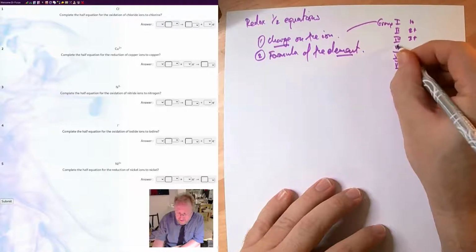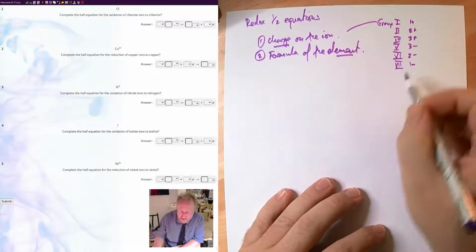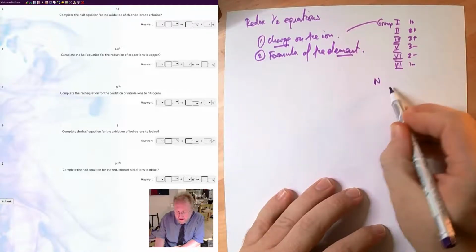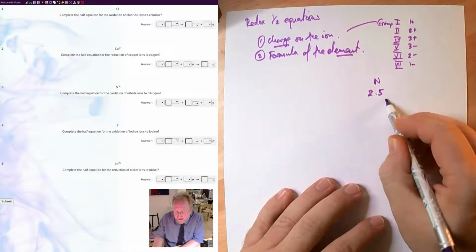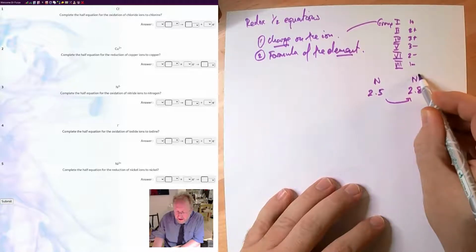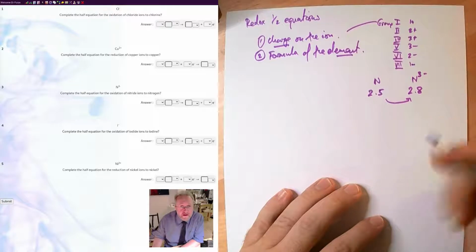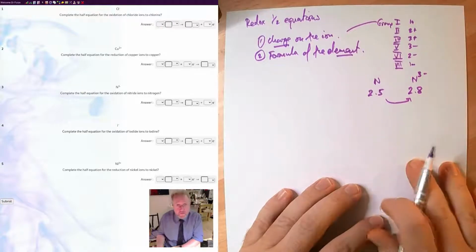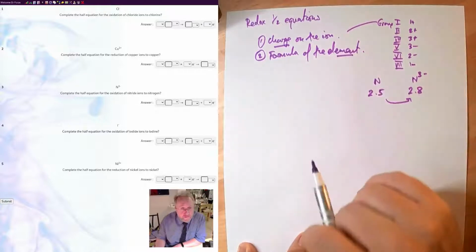if it's group 5, it will be 3 minus, because it needs, so for example, nitrogen has the electron configuration 2.5, you add 3 electrons, it becomes 2.8, and it's the N3 minus ion, so the nitride ion is N3 minus. Now, so the charge usually comes from the periodic table.